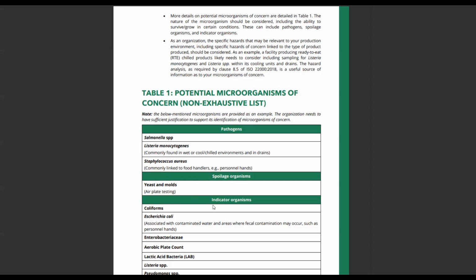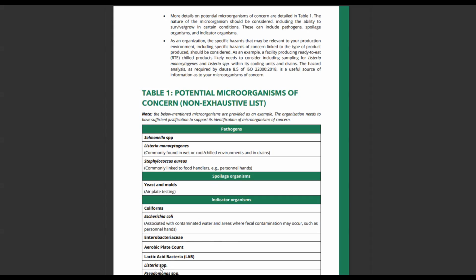And then, of course, we have indicator organisms like your coliforms and Escherichia coli, which would be associated with contaminated water or fecal contamination, such as from personnel hands. And then your Enterobacteriaceae here, which also, some of the pathogens are grouped under your aerobic plate count, your lactic acid bacteria, your Listeria. You see here, be careful of this.